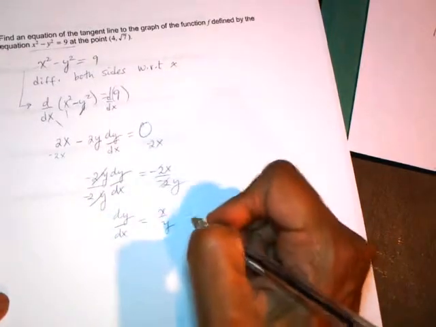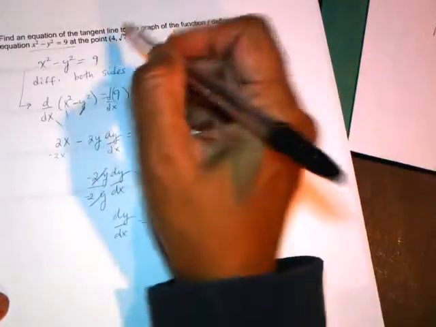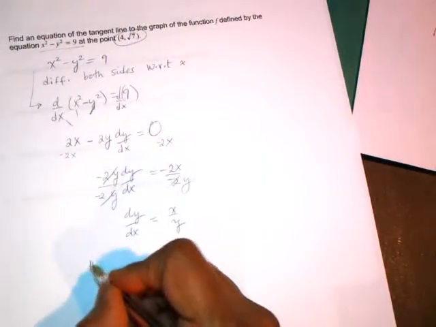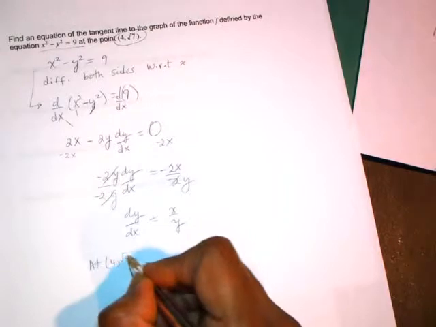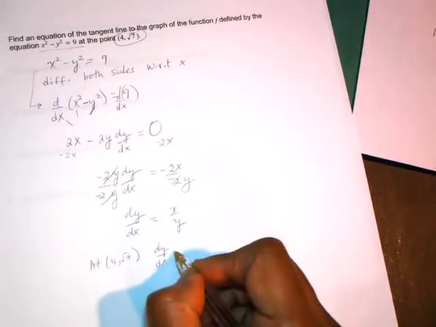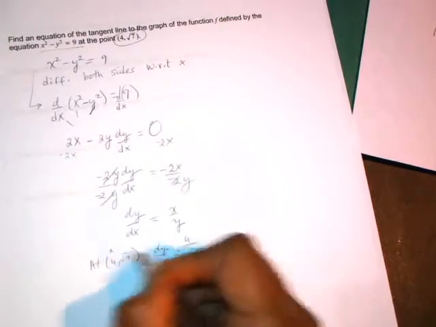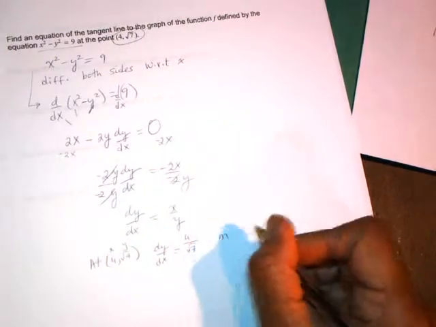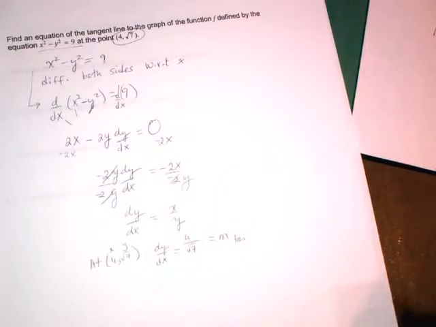So this is the derivative, and we need to find the equation of the tangent line at that point. So at (4, root 7), x is 4, y is root 7, so there's a slope. This is m of the tangent line.